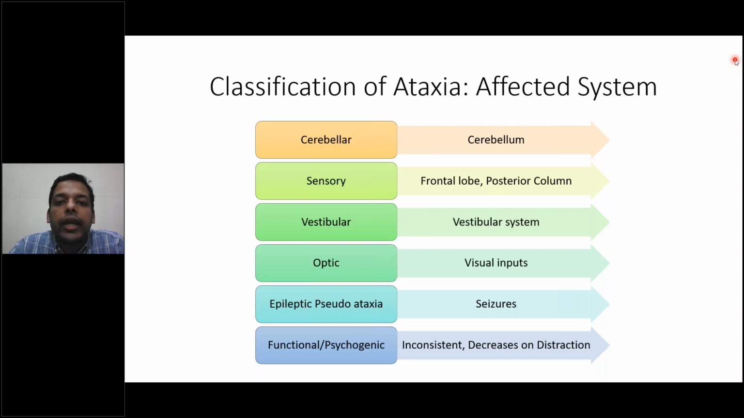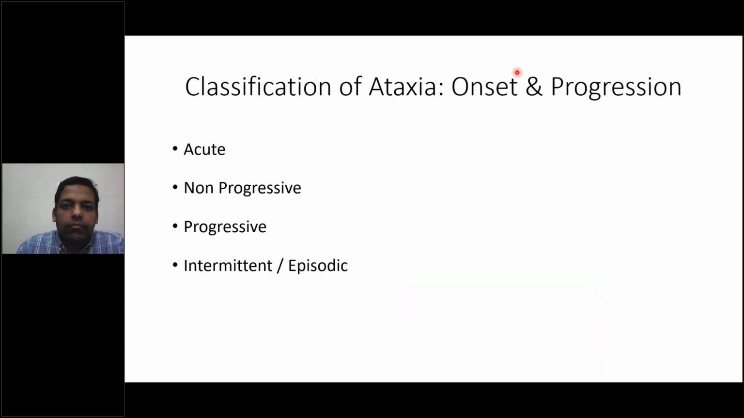Functional or psychogenic ataxia can be identified or diagnosed by the fact that it is inconsistent and it decreases if you are able to distract the patient into some other activity. Then on the basis of the onset and progression of the ataxia, it can be classified as acute ataxia or chronic, which is further classified as non-progressive or progressive, and intermittent or episodic.